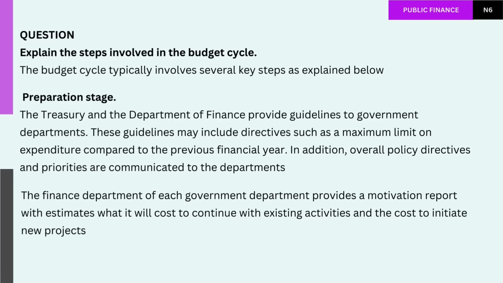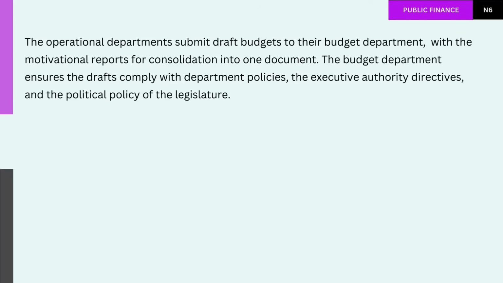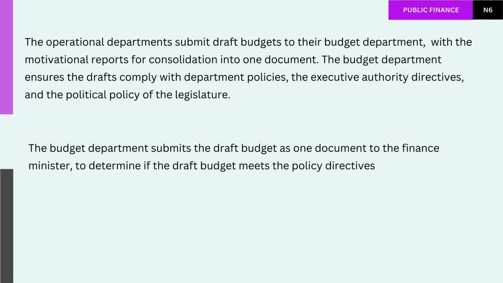The Finance Department of each government department provides a motivation report with estimates of what it will cost to continue with existing activities, and the cost to initiate new projects. The operational departments submit draft budgets to their budget department, with the motivational reports for consolidation into one document. The budget department ensures the drafts comply with department policies, the executive authority directives, and the political policy of the legislature. The budget department submits the draft budget as one document to the finance minister to determine if the draft budget meets the policy directives.